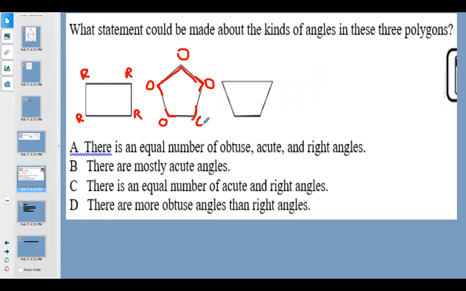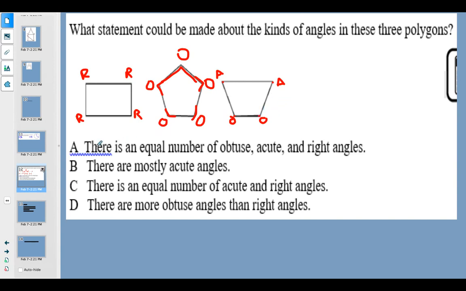There we go. Obtuse. And then our last shape, we have a trapezoid. The trapezoid has 2 acute angles at the top. And then it has 2 obtuse angles. So if you're wondering how I know where the angles are, everywhere that you have a point. If I look at where my points are in my shape, that's where I know where the angles are.